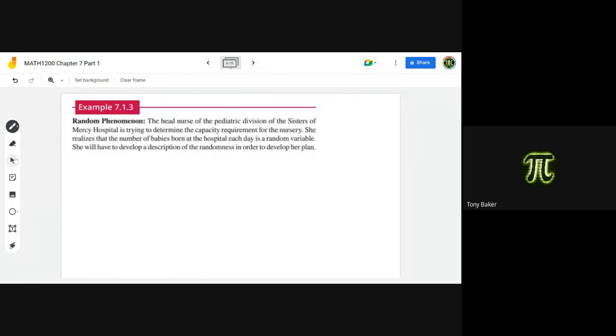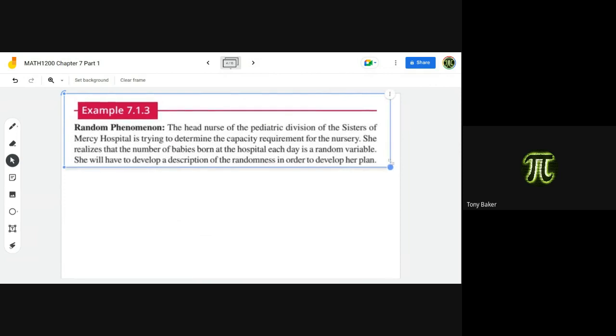All right. So the head nurse of a pediatric division of the Sisters of Mercy Hospital is trying to determine the capacity requirements for the nursery. She realizes the number of babies born at a hospital each day is a random variable. She will have to develop a description of the randomness in order to develop her plan. So, step 1, is this a discrete random variable or a continuous random variable?